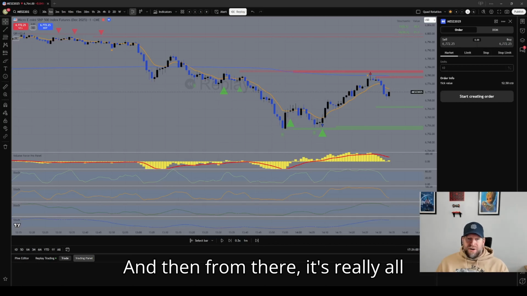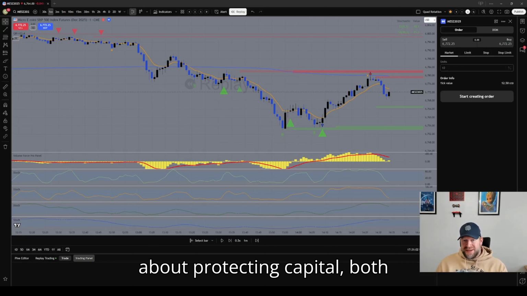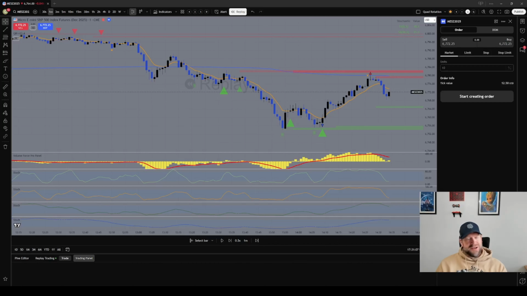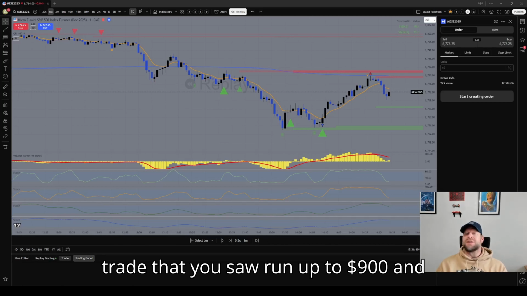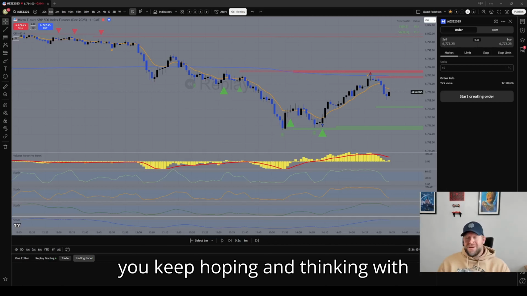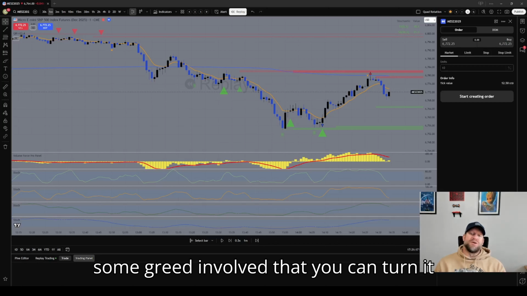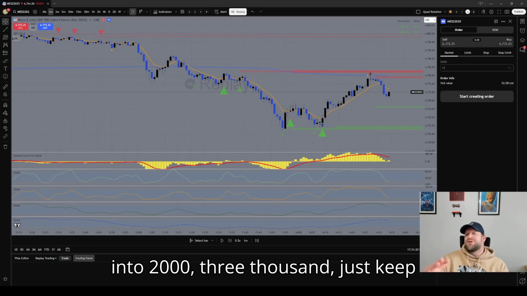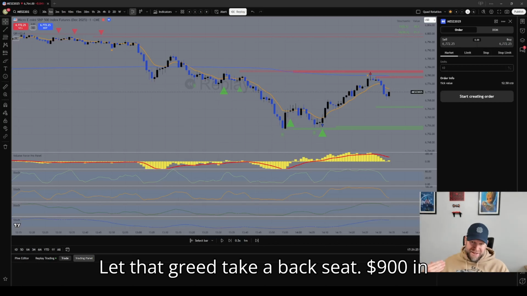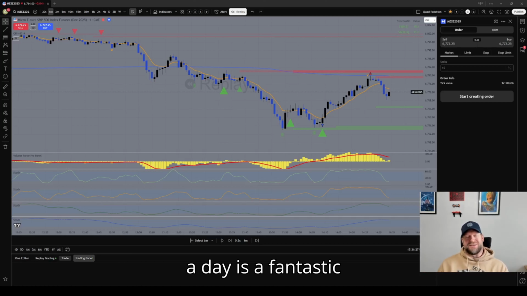And then from there, it's really all about protecting capital, both on a winning trade and on a losing trade. Nothing more frustrating than a winning trade that you saw run up to $900 and you keep hoping and thinking, with some greed involved, that you can turn it into 2,000, 3,000. Just keep going, right? Never a good idea. Let that greed take a back seat. $900 in a day is a fantastic day by any measure. Leave it alone. Don't let greed get in your way.